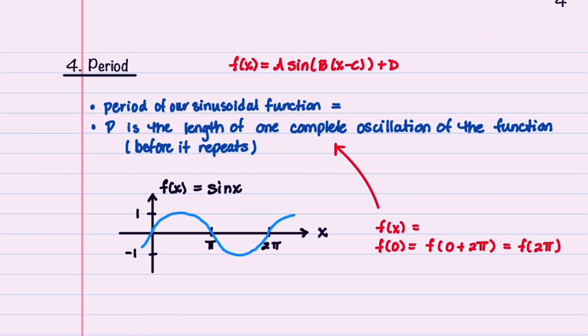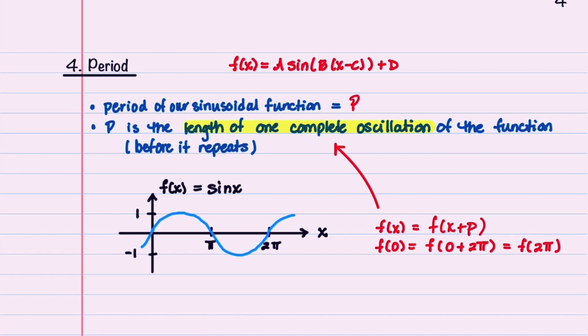We'll denote the period of our sinusoidal function as p. P is the length of one complete oscillation of our function before it repeats. In our graph of sine x, our period is 2 pi because that's how long it takes before the function repeats. We can write this mathematically in the following way.